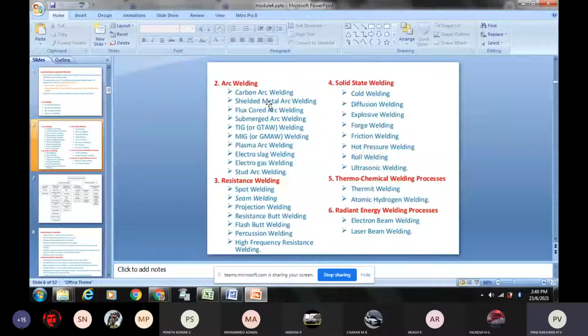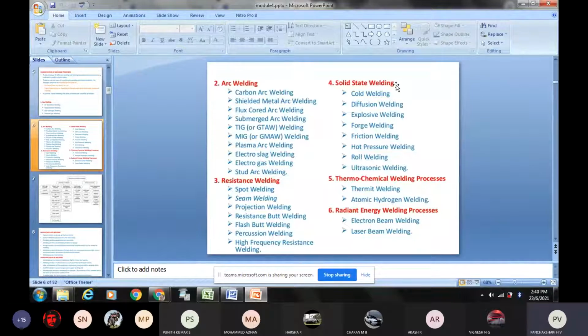All the types we are not studying in detail. We are studying only a few in detail, how the welding is done. Next is resistance welding. This is also using electrical energy as the source of energy. What are the types of resistance welding? Spot welding, seam welding, projection welding, resistance butt welding, flash welding, percussion welding, high frequency resistance welding. These are the different types of resistance welding classifications.